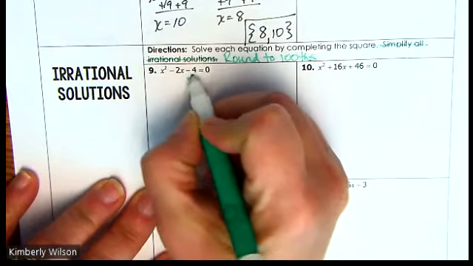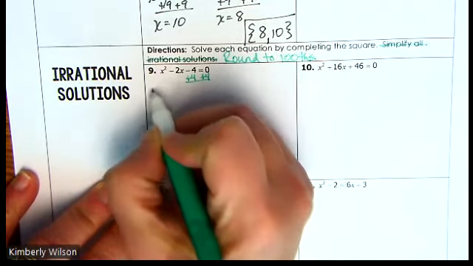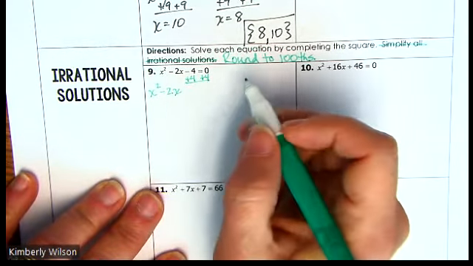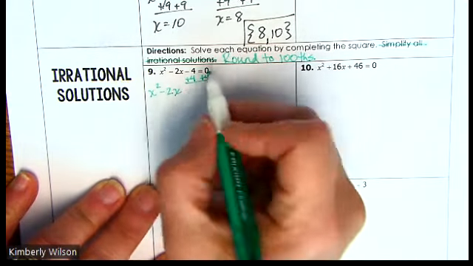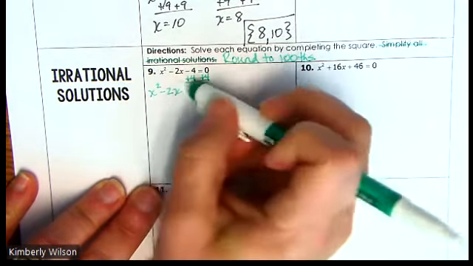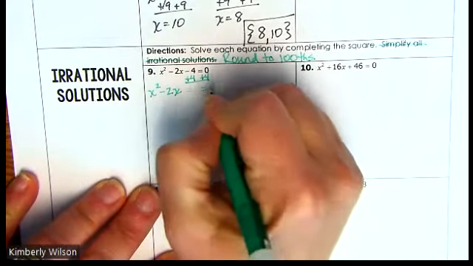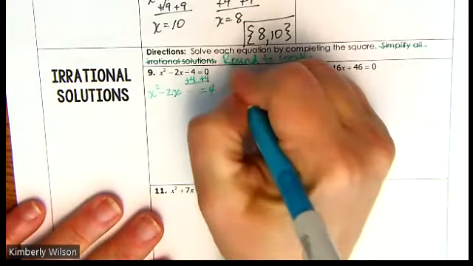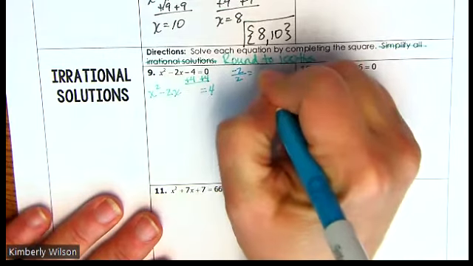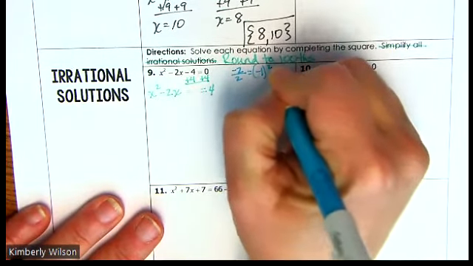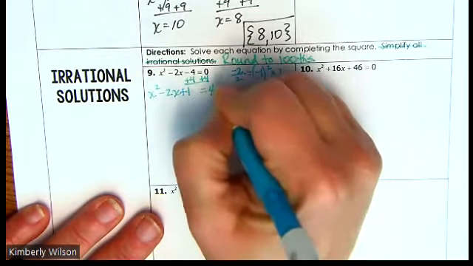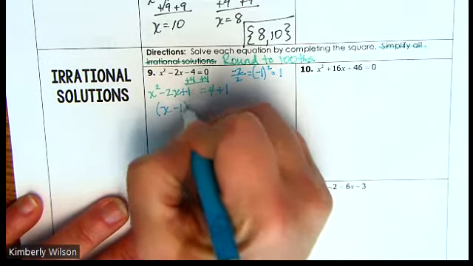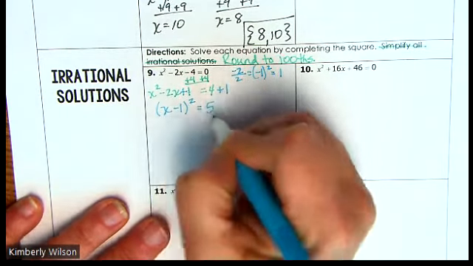So I'm going to add 4. And I'm going to have x squared minus 2x equals 4. And now we complete the square. So I have negative 2 divided by 2 equals negative 1, squared equals 1. So I'm adding 1 to both sides. So this is going to become x minus 1 squared equals 5.